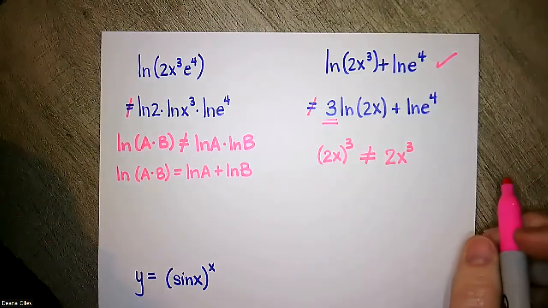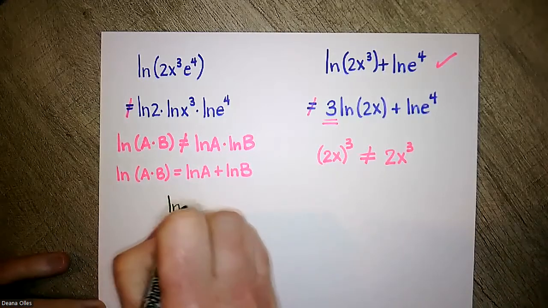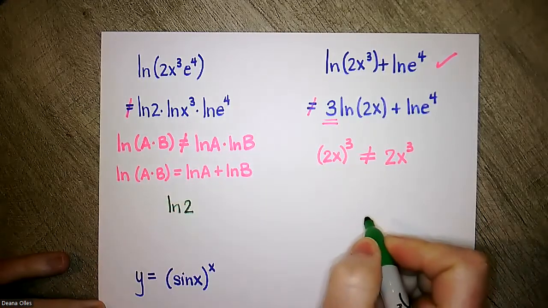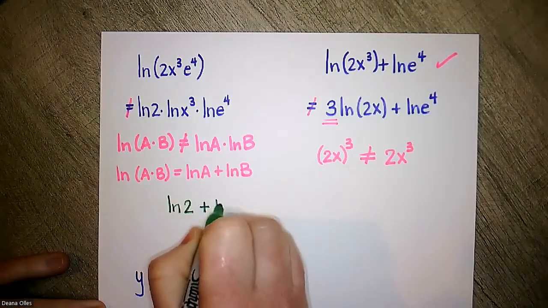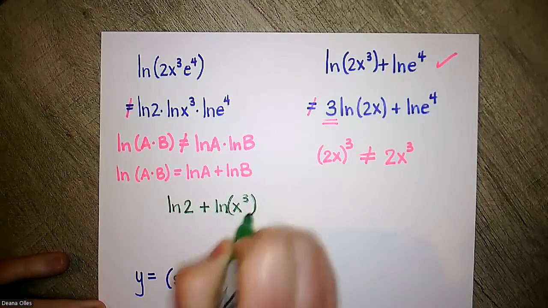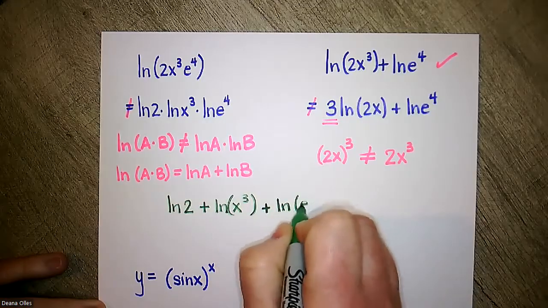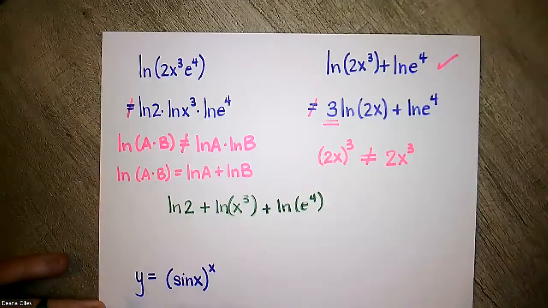Okay, and so basically, if we were going to rewrite this in its correct form, we would do so by, sorry, I thought I had my green marker out, one second. Saying we have the natural log of the first factor 2 plus the natural log of the second factor x cubed. And then if you want to put parentheses on that, you may. And then plus the natural log of the third factor, which is e to the fourth. Now this would be correct.